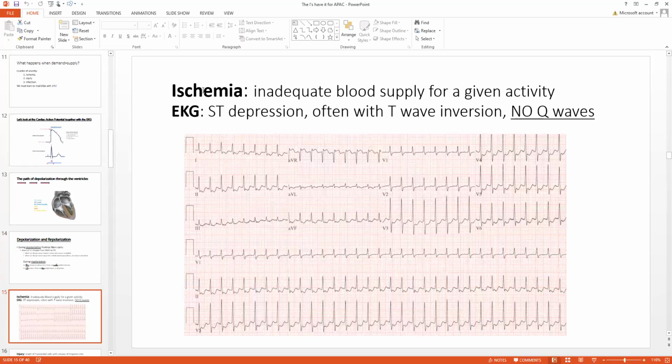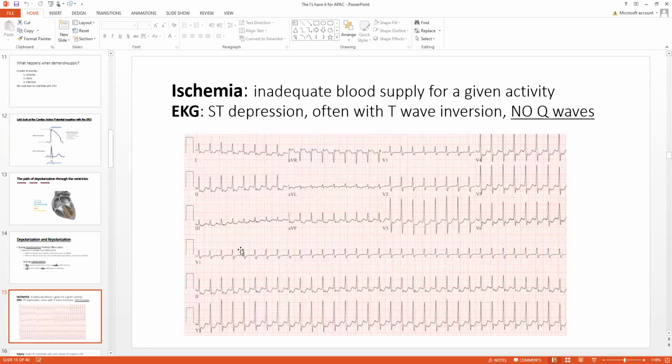All right, let's start with a description electrocardiographically and a definition of ischemia. Inadequate blood supply for a given activity. On the EKG, there's ST depression, often with T wave inversion, but no Q waves and no troponin. Look at the ST segment depression. The most important determinant of this ST segment depression is heart rate.